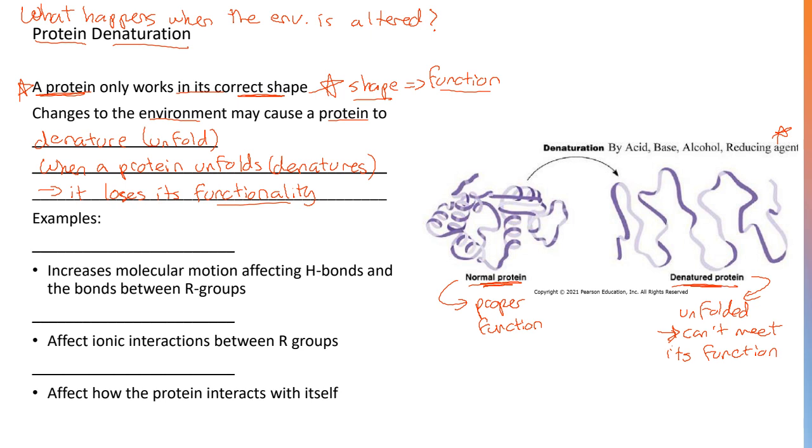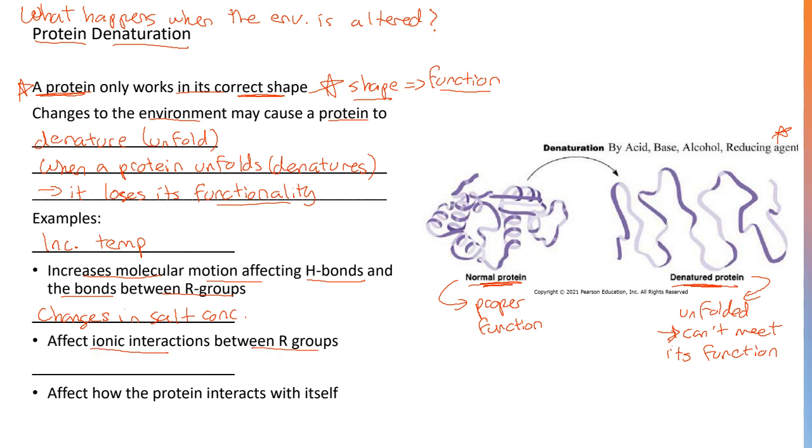What are some examples of altering this environment? Well, think about, for example, increasing temperature. If you increase the temperature, it increases molecular motion affecting hydrogen bonds and the bonds between the R groups, and therefore it unfolds. What about changes in salt concentration? All right. Well, because of the ionic interactions between R groups, it's going to unfold as well.